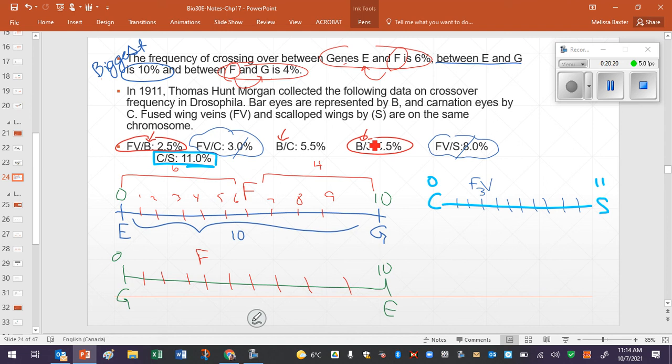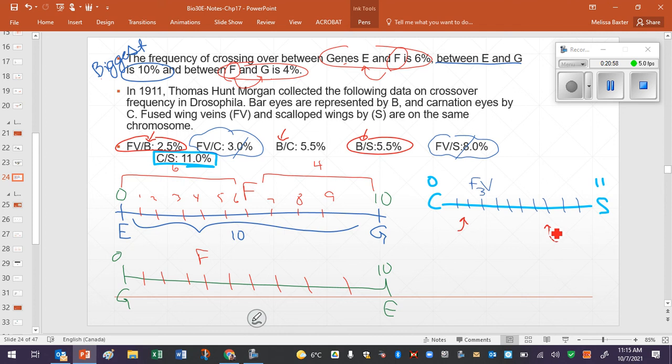Just to show you that you don't always have to compare a gene to the ends of the chromosome. As long as you have 2 points of data for a gene, you can compare it to 2 things. You should be able to place it on your chromosome map. So in this scenario, the B gene is 2.5% away from FV and 5.5% away from S. So when I look at that, I actually have 2 choices. I could put B over here, or I could put B over there.